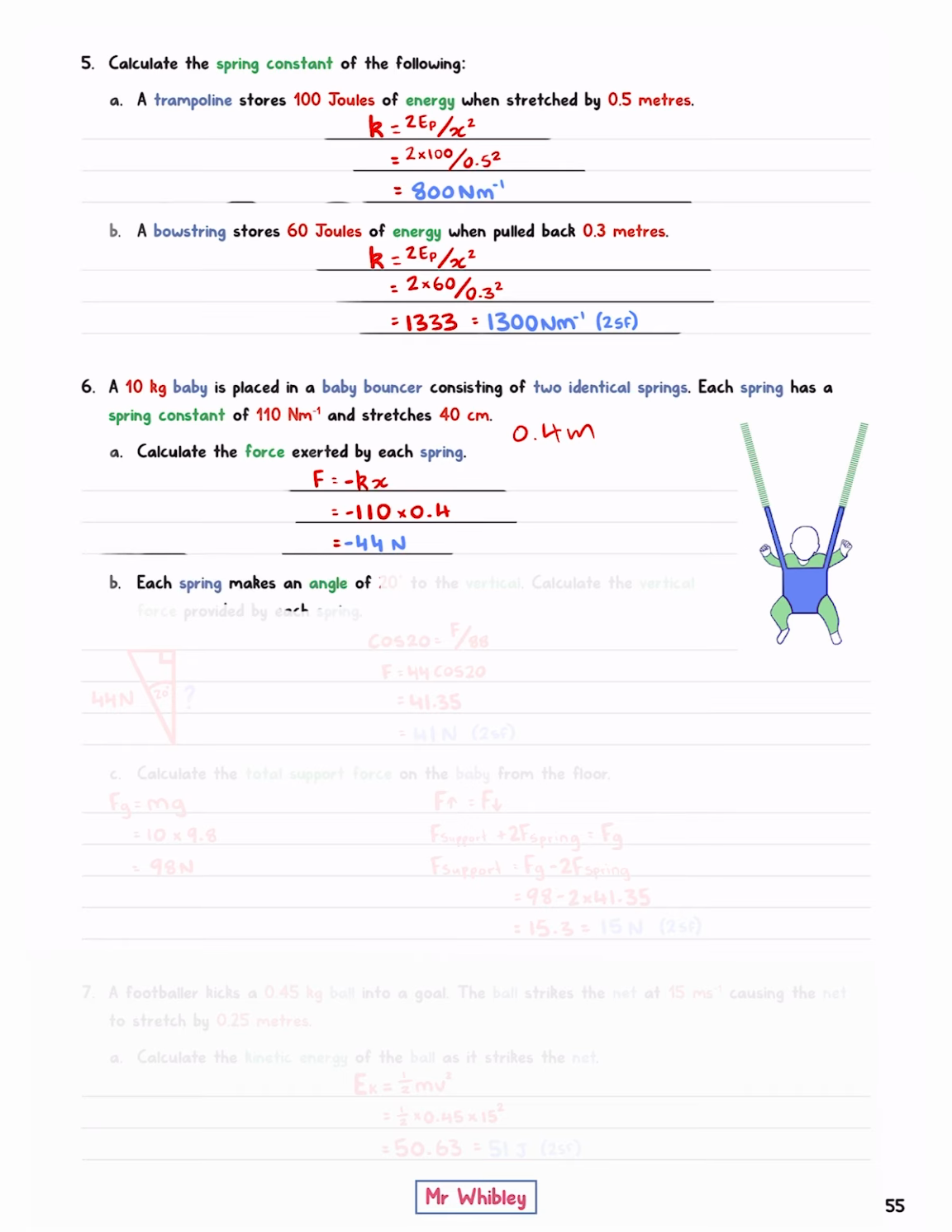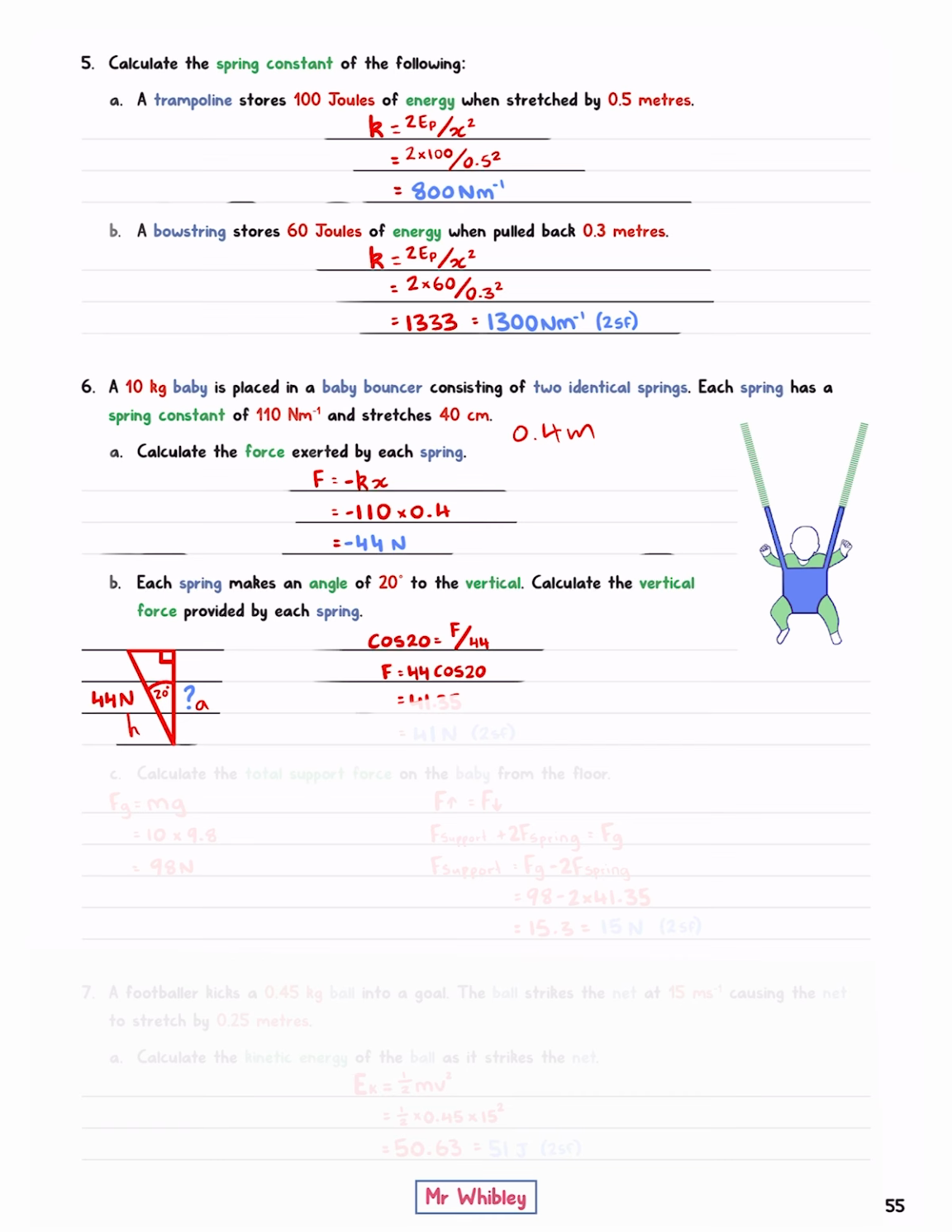Each spring makes an angle of 20 degrees to the vertical. Calculate the vertical force provided by each spring. We have our 44 Newton force at an angle of 20 degrees to the vertical, where our vertical component is what we're trying to find. Recognizing that 44 is our hypotenuse and the vertical component that we're trying to find is our adjacent, we can use the CAH relationship in SOHCAHTOA, which is that cosine of the angle is our adjacent, our force that we're trying to find, divided by our hypotenuse of 44. Rearranging this for our force by multiplying both sides by 44 gives me 41.35 or 41 newtons to two significant figures.